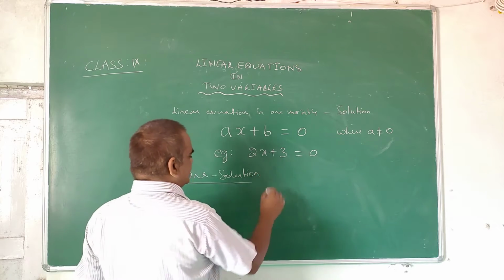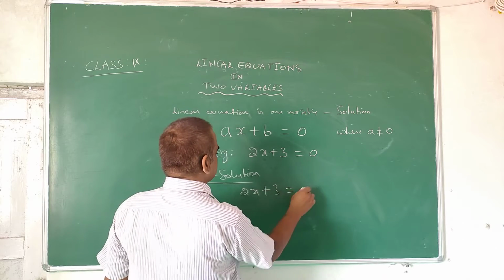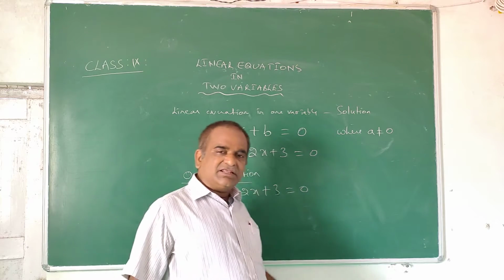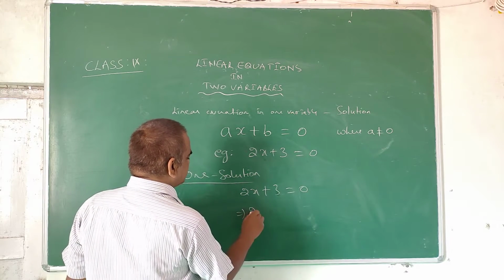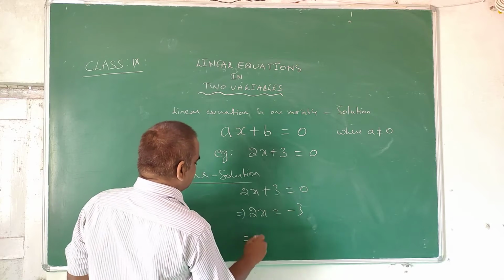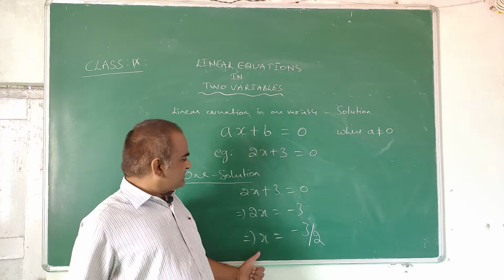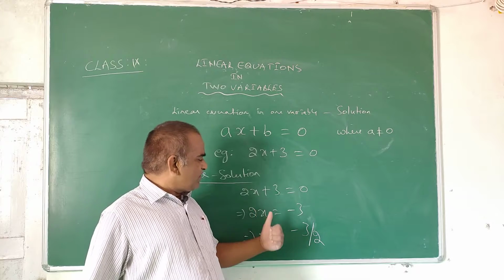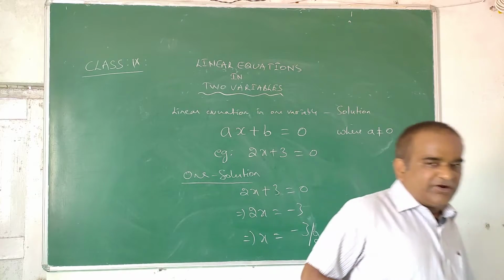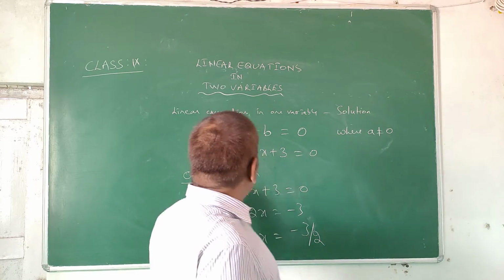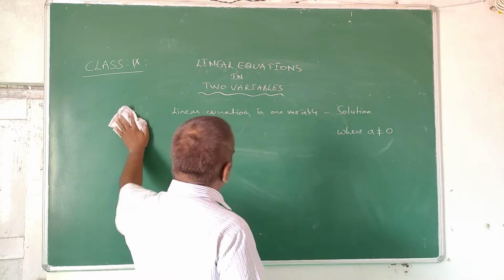So for example, what is the solution of 2x plus 3 is equal to 0? If it is your point of discussion to find the solution of this equation, it is very easy to find, that is 2x is equal to minus 3 and x is equal to minus 3 by 2. So x is equal to minus 3 by 2 is the one and only one solution of this linear equation. So I think you have understood how to solve a linear equation in one variable and how many solutions there will be.